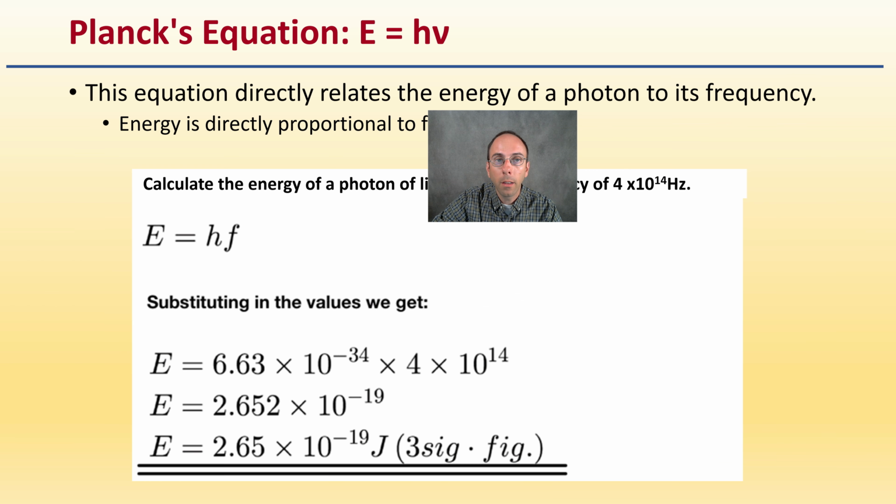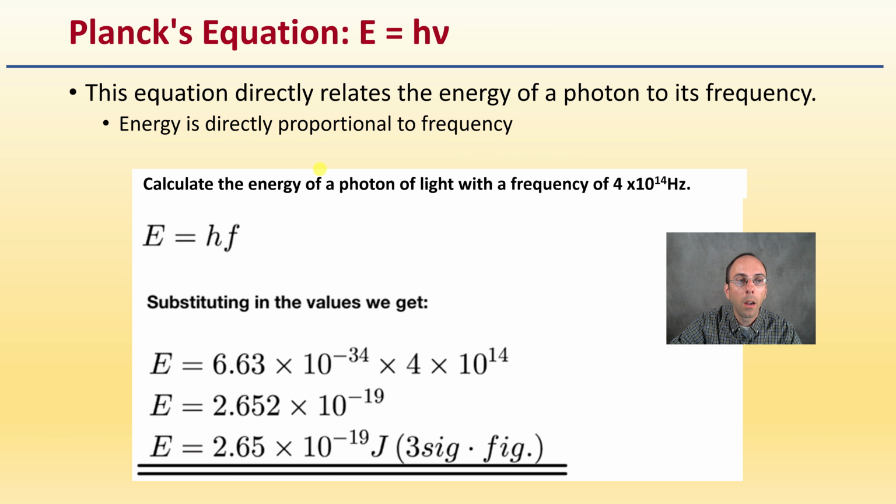Then we get to Planck's constant equation here. The equation directly relates the energy of a photon and its frequency. The energy is directly proportional to frequency. So calculate the energy of a photon of light with frequency 4 times 10 to the 14th Hertz. Here's our equation. We substitute values. Essentially, we get our constant here, which is Planck's constant, 6.63 times 10 to the negative 34. We multiply that by the 4 times 10 to the 14th. And because we're limited to 3 significant figures, the answer would be 2.65 times 10 to the negative 19th.